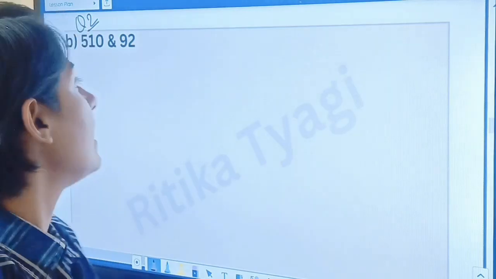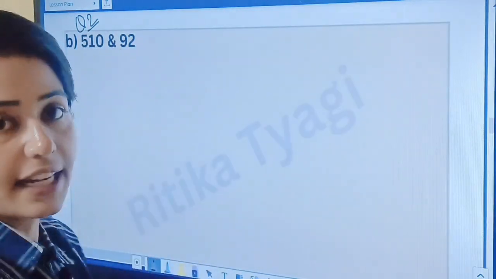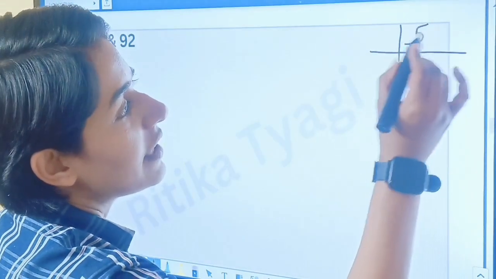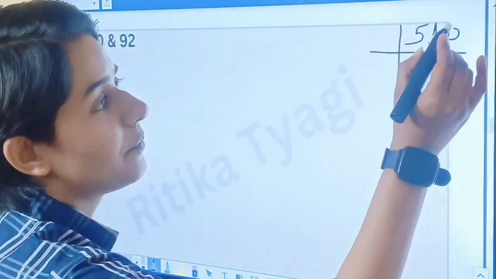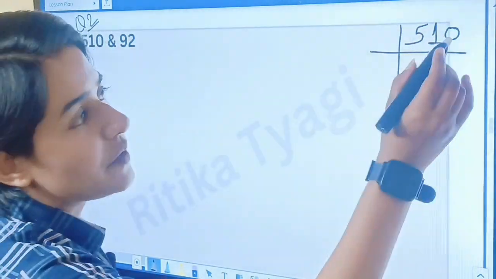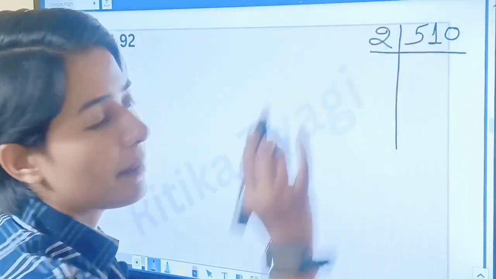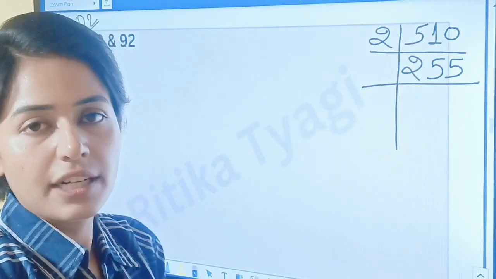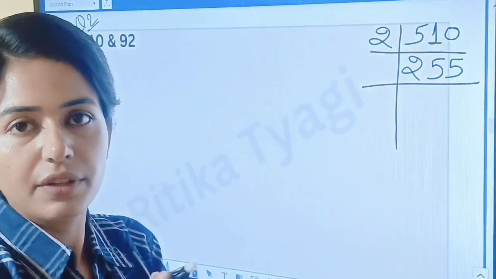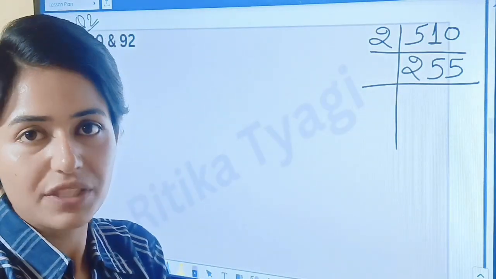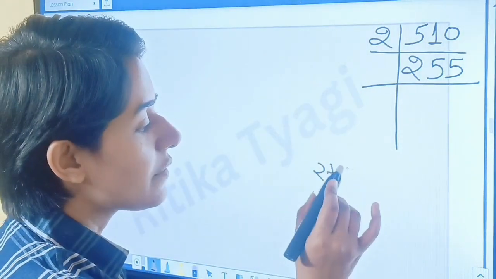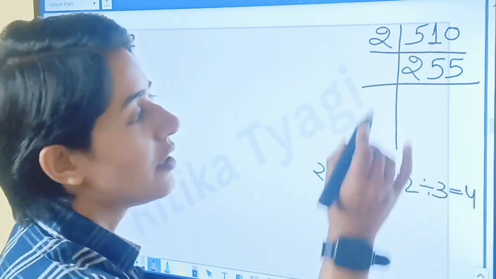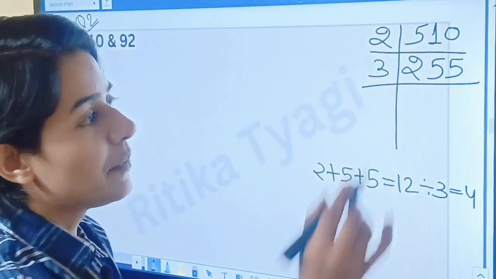Here we have to find the LCM and SCF for 510 and 92 and then verify their relation. 510, we have to factorize this number. Here 0 is an even number, so it is divisible by 2 and we get 255. Now 255 is an odd number because it ends with the digit 5. So we have to check divisibility by 3, that is 2 plus 5 plus 5 and we get 12, and 12 is divisible by 3. So yes, it is divisible by 3 and we get 85.